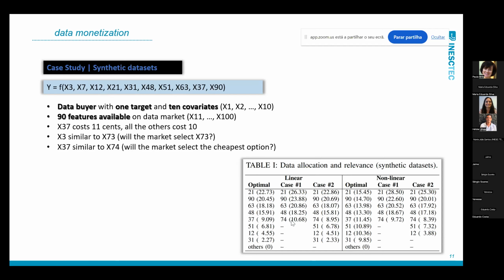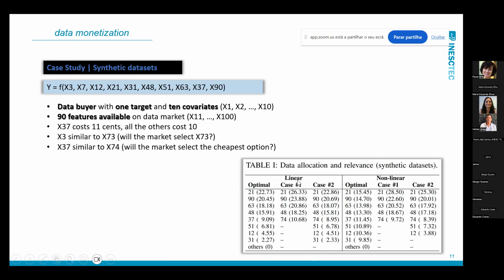So with that, we want to check if, given a restricted budget, the model is able to capture the 5 most valuable features. And here is the optimal feature selection. So it should first select the variable 21, 90, 633, and so on. And here is the relevance estimated with permutation importance in the real model.